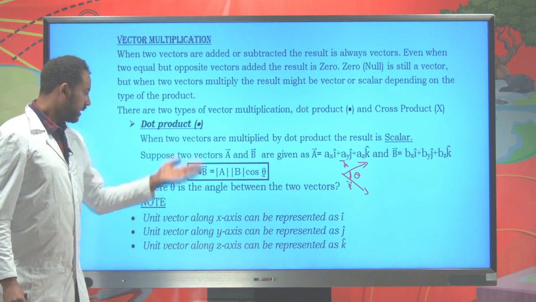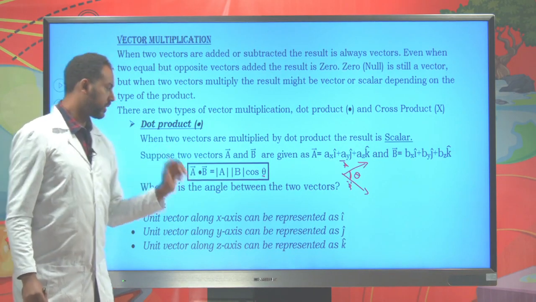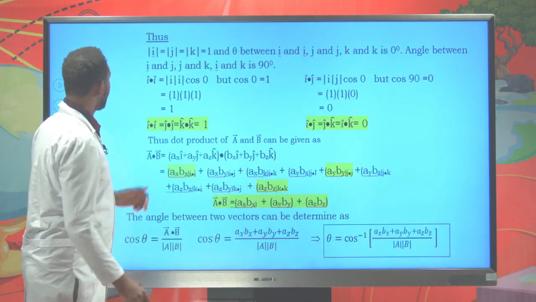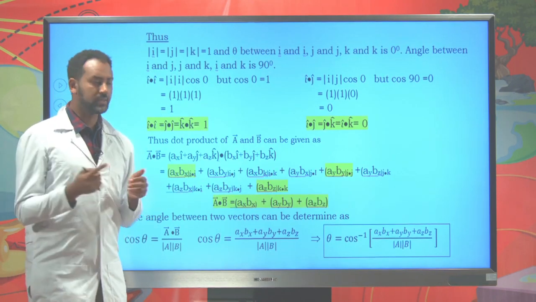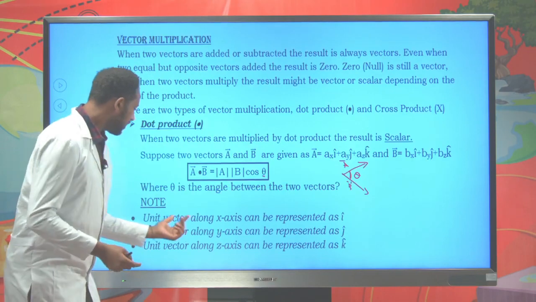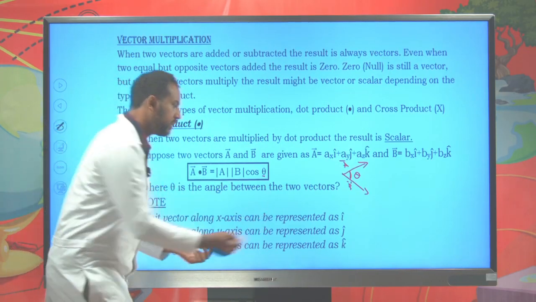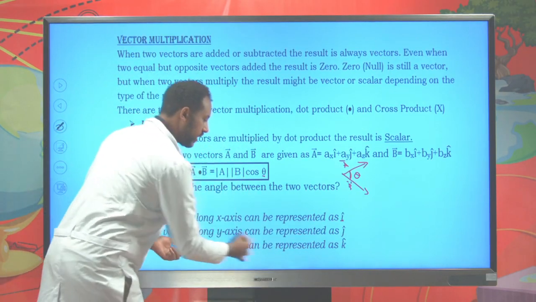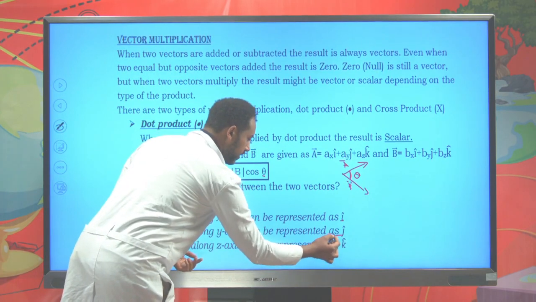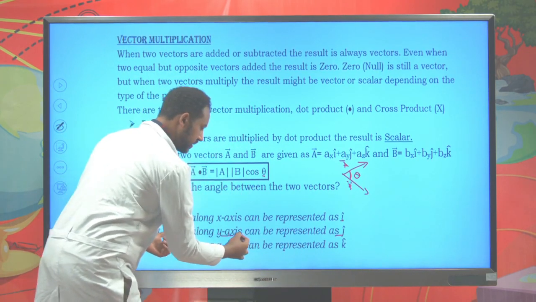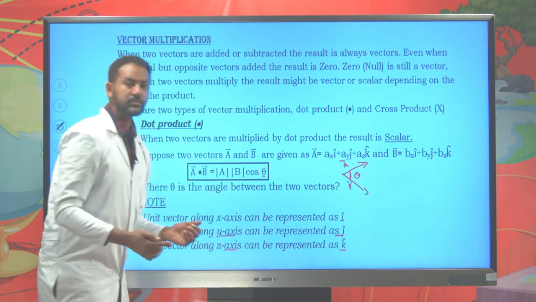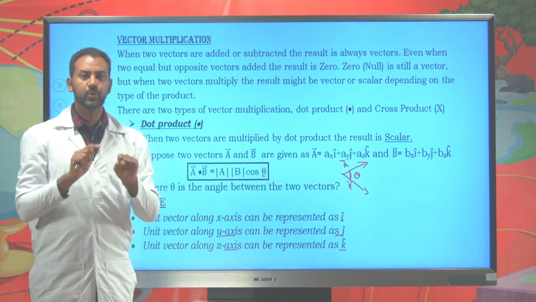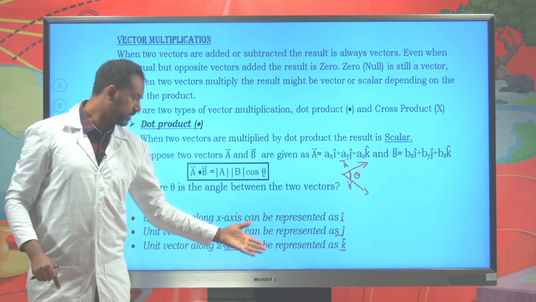And theta is the angle between the two vectors. Now let's try to find the dot product of the unit vectors. Previously we said that the unit vector along the x-axis is represented using i, the unit vector along the y-axis is j, and the unit vector along the z-axis is k. Let's try to find the dot product of these three vectors.